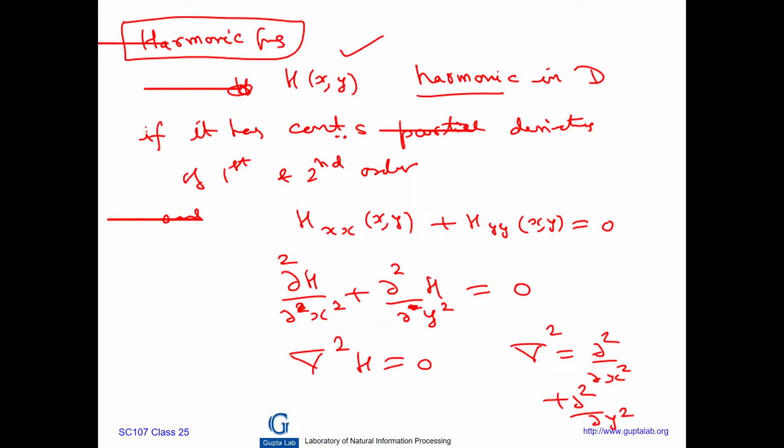Okay, harmonic function is an important thing. If f(z) is analytic, the component functions u and v will be harmonic, meaning they satisfy ∂²u/∂x² + ∂²u/∂y² = 0. So u is a harmonic function, v is a harmonic function, right? That is a condition.